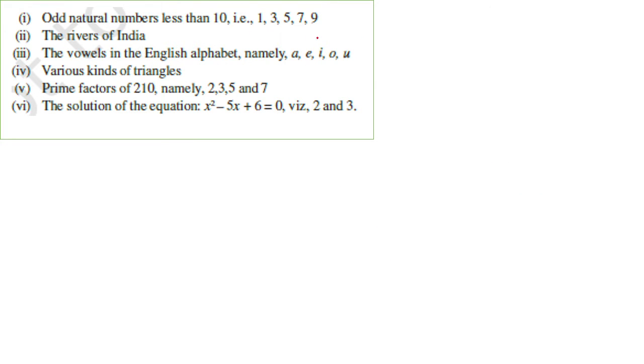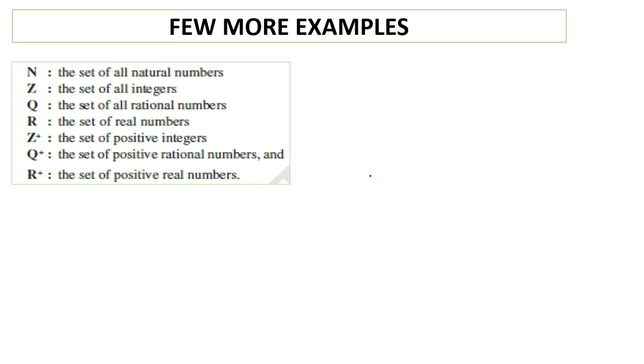Odd natural number examples I have already discussed. A few more examples. The set of all natural numbers: 1, 2, 3, 4, 5, 6, and so on. So this is a set, and this set is denoted by N.